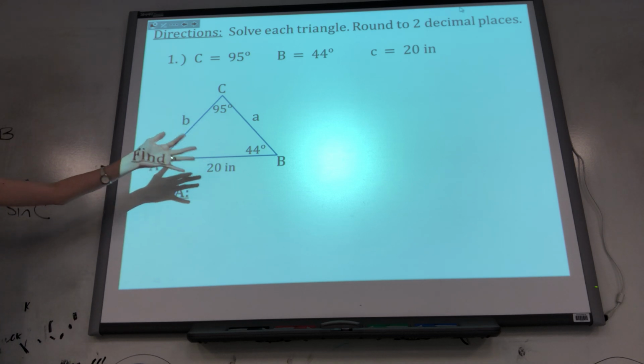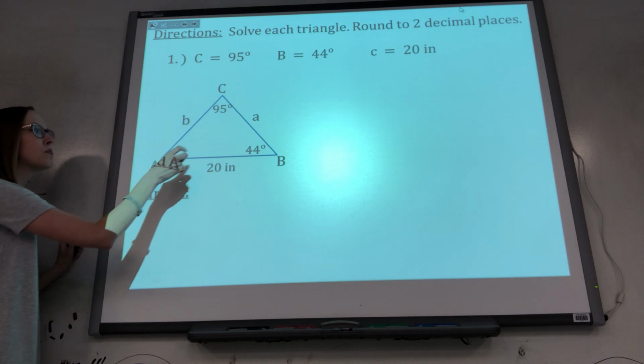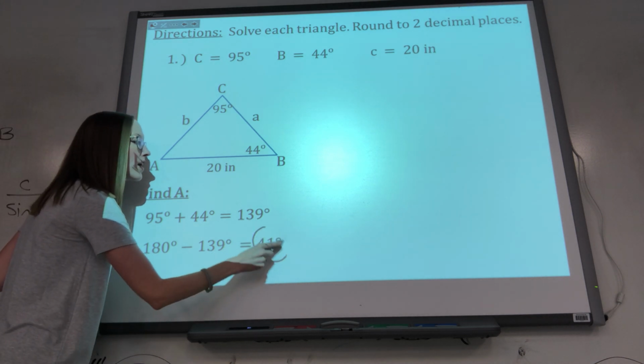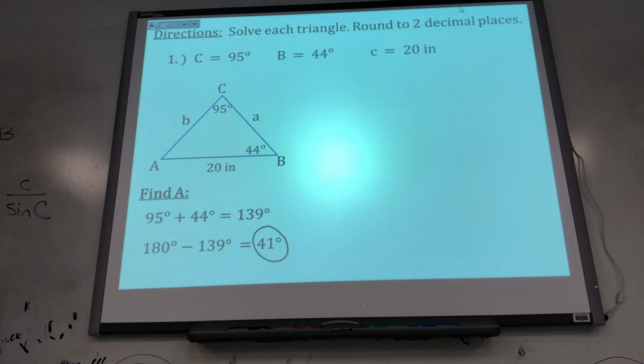Okay, now again, this is not a right triangle. So to do this part, you're going to have to add up 95 and 44. That should be 139, but then subtract that from 180, and that gives you 41 degrees. That is angle A, one of the three things that we have to find in this triangle. I've got angle A at 41 degrees. Okie doke. That's not always the first thing that you should do in a problem. That's just what I saw first.